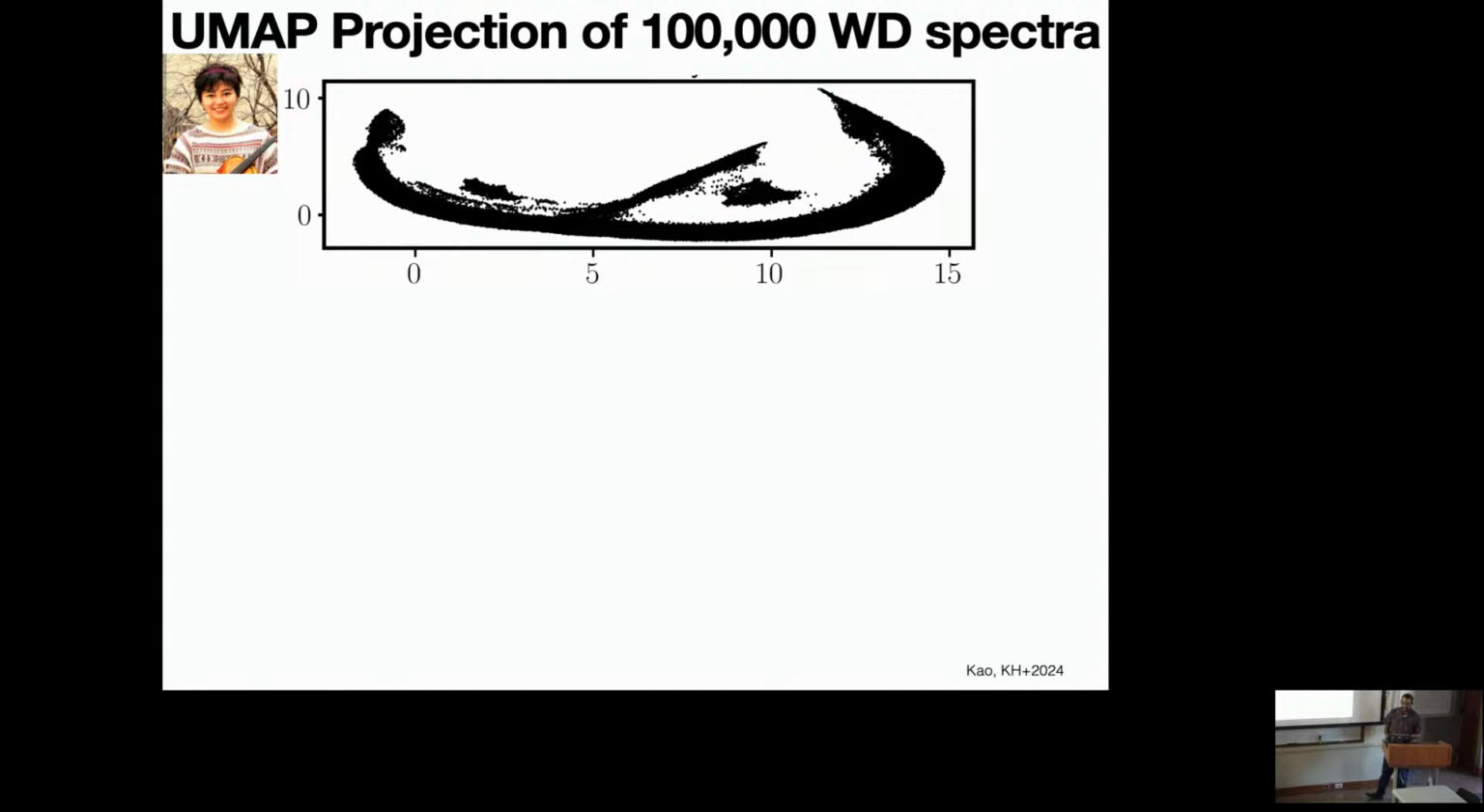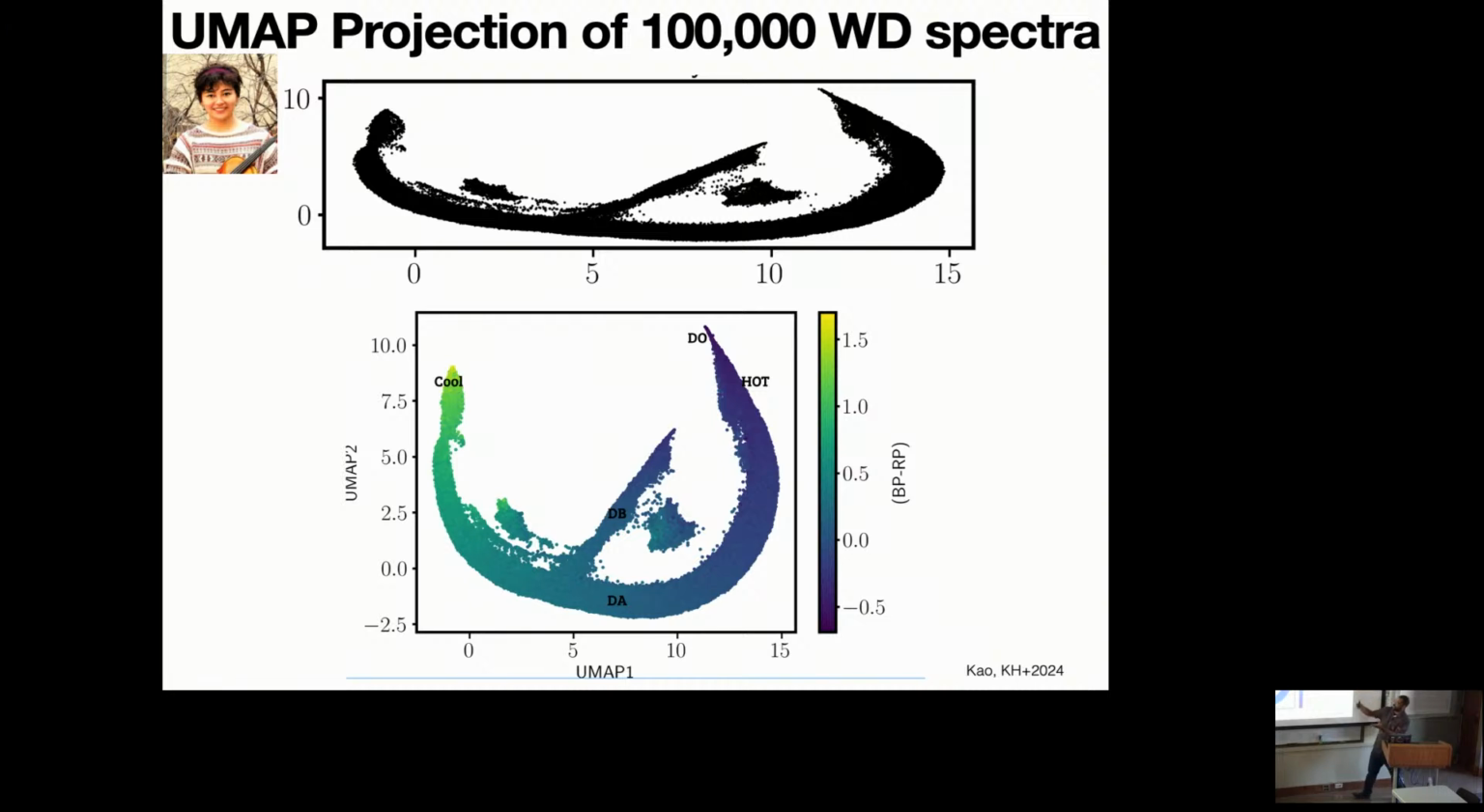It's highly structured here, but if you start color coding by different things, you can learn what that structure is. For example, you can color by the color of the star, and you find that all the hot white dwarfs are on one side of this map, and all the cool white dwarfs are on a different side of the map. This projection basically says, let's take white dwarf spectra that are similar, it's in the same region of that UMAP space, and spectra that are very different are in different regions of this space. That's all it's doing. So you can actually find hot and cool white dwarfs in different regions.